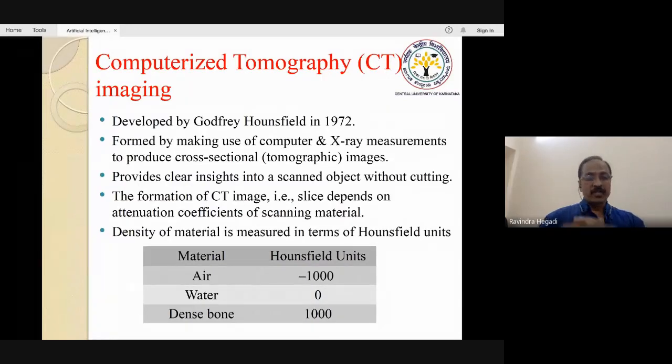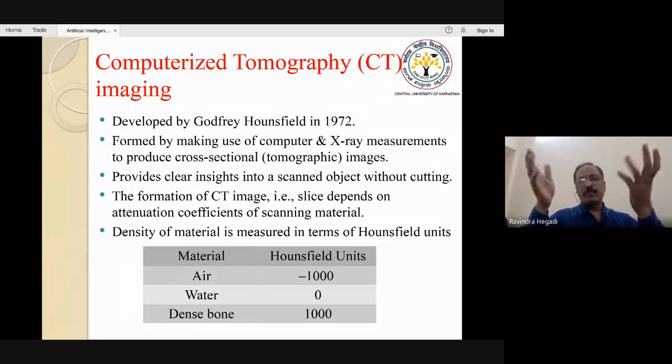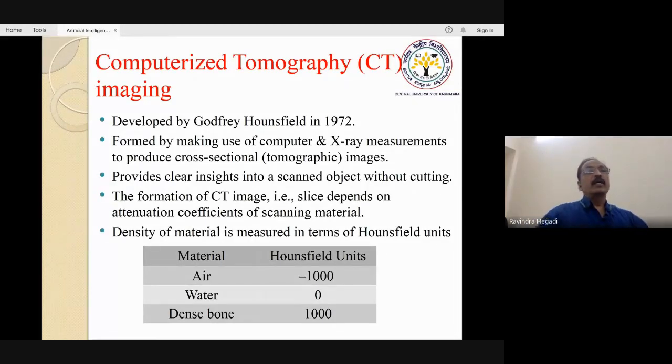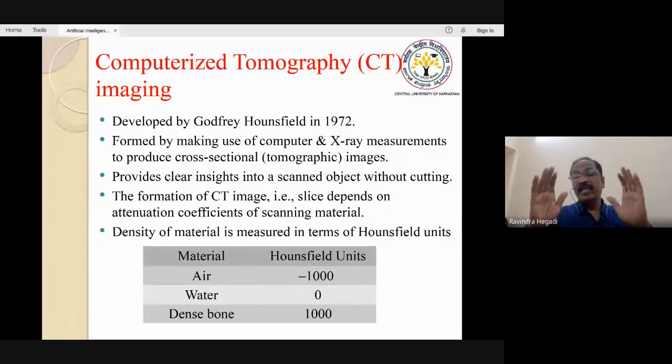Why? Because after CT, many things have changed in medical practice. Many revolutions were brought about. Before that, we had only X-ray, a two-dimensional image we could visualize and do surgeries with. CT images are formed using X-rays. X-ray measurements taken from several angles produce cross-sectional tomographic images. We will see in the next images how we actually capture this. It provides a clear insight into the scanned object without any cutting.